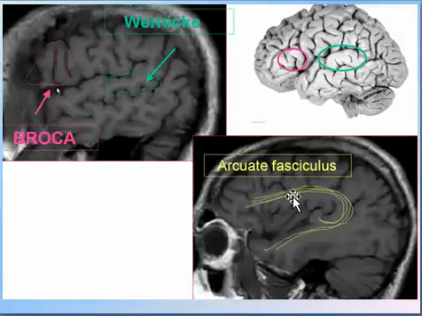Another fasciculus is joining Wernicke's area with Broca's area. Broca's is the frontal, while Wernicke's is the temporal, and they are responsible for the memory and speech.